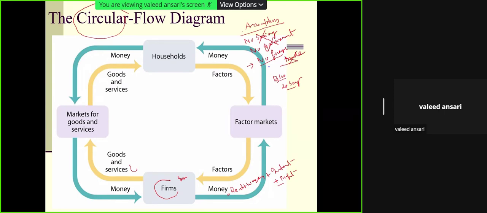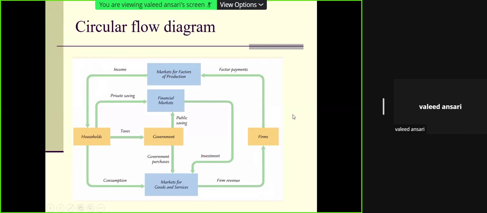Let me modify this thing. Not foreign trade, foreign sector, through export and import, and through other flows which are there in the economy. So there is a linkage also. So now in this diagram, please keep in mind that we have not drawn all the flows and counter flows, because that will make the diagram very, very complex.